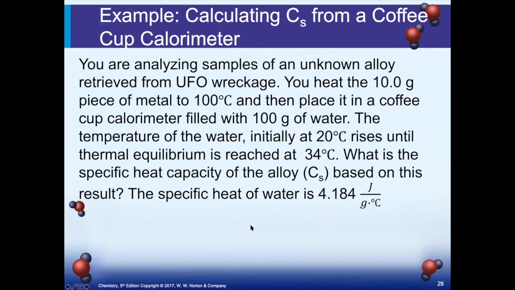Okay, so here is an example problem. Let's say you're analyzing samples of an unknown alloy retrieved from UFO wreckage, and you heat the 10-gram piece of metal to 100 degrees Celsius and then place it in a coffee cup calorimeter filled with 100 grams of water. The temperature of the water, initially at 20 degrees Celsius, rises until thermal equilibrium is reached at 34 degrees Celsius. The question is, what is the specific heat capacity of the alloy based on this result? The specific heat of water is given to be 4.184 joules per gram per degree Celsius.